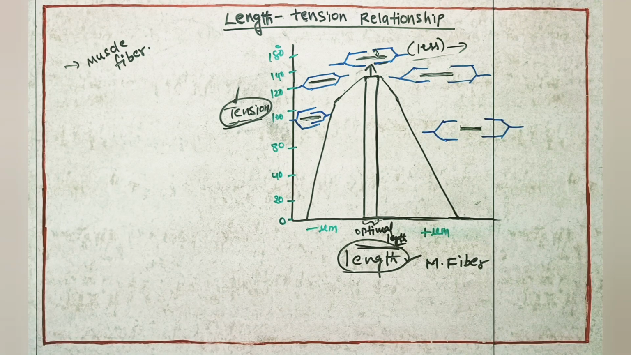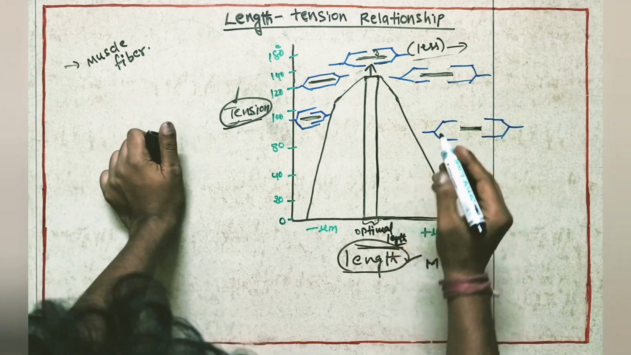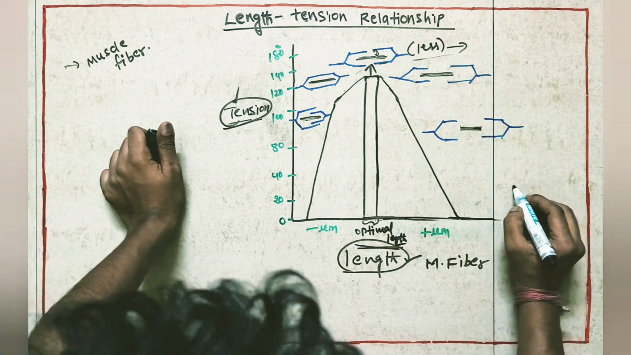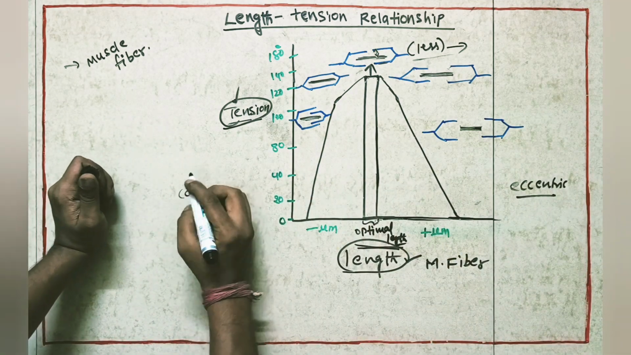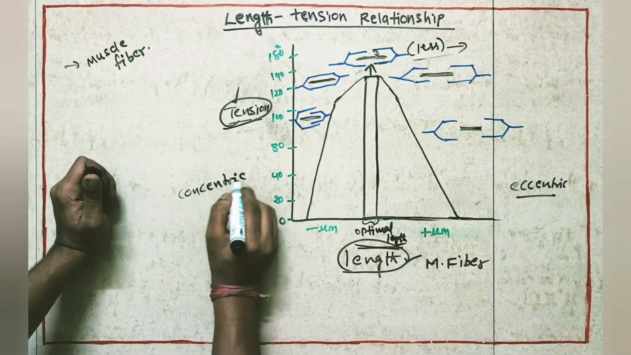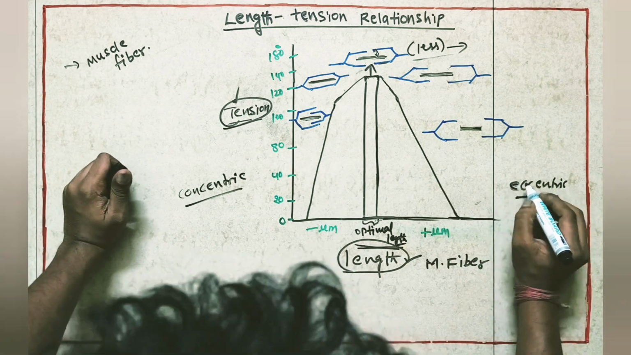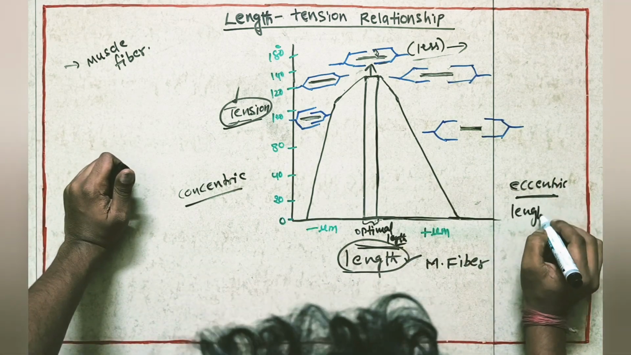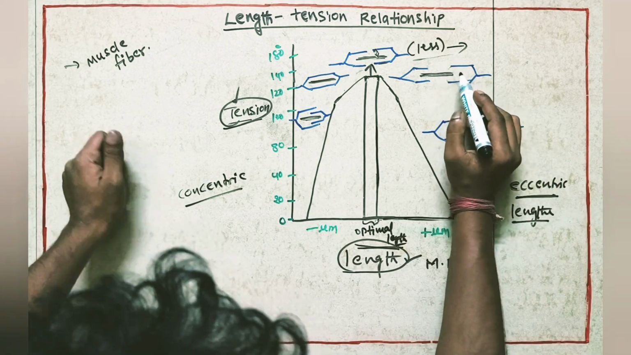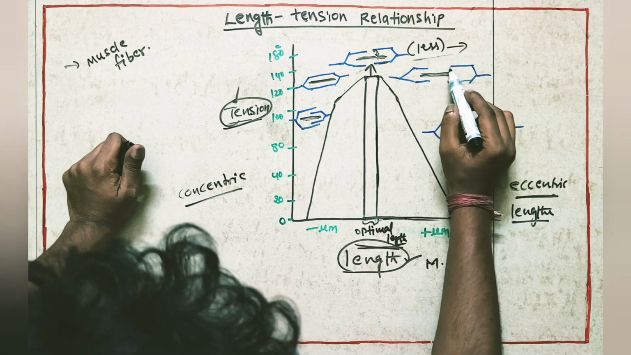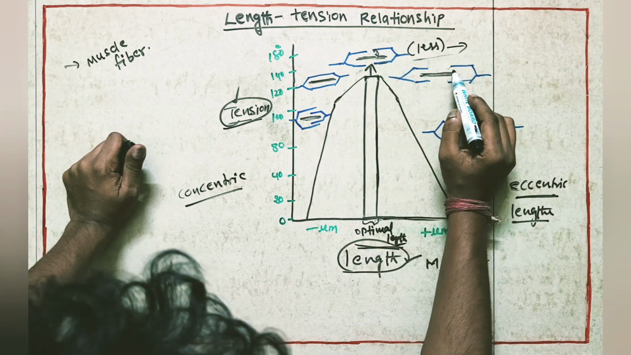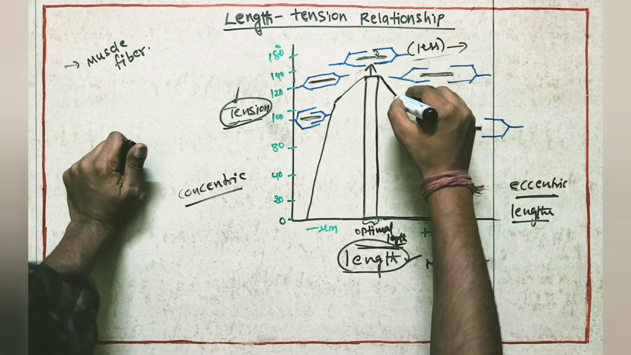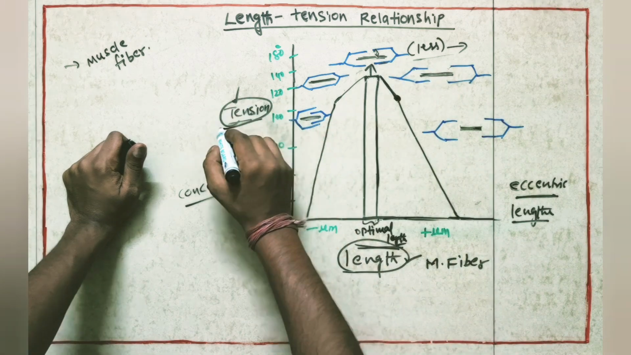Now if we see, this side is eccentric contraction, and this side is concentric contraction. When we are doing eccentric contraction, it is nothing but lengthening of the muscle. The overlap between actin and myosin in the sarcomere is reduced compared to this one. Here the overlap is a little reduced, so the tension in the muscle fiber will come down.